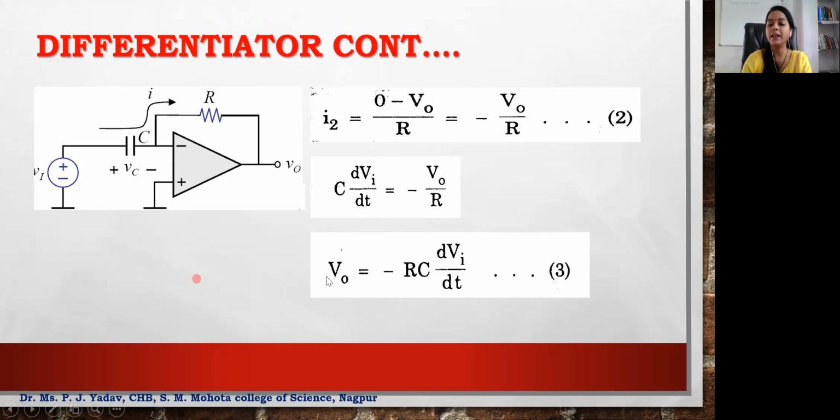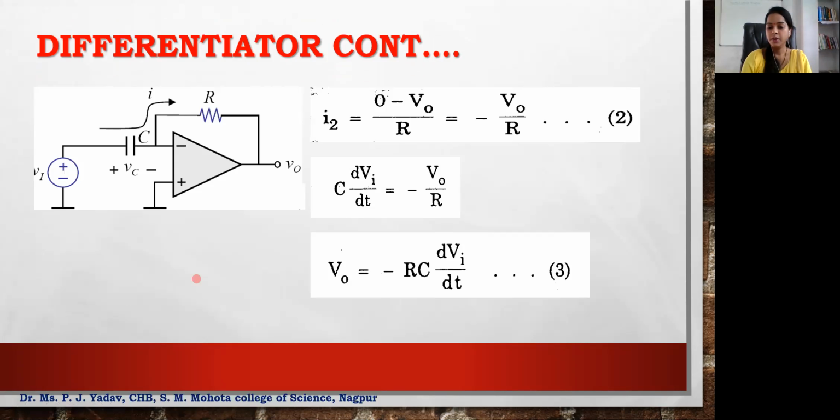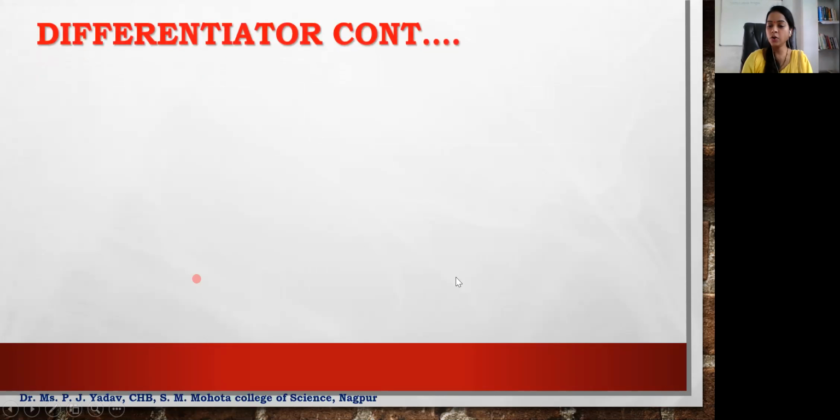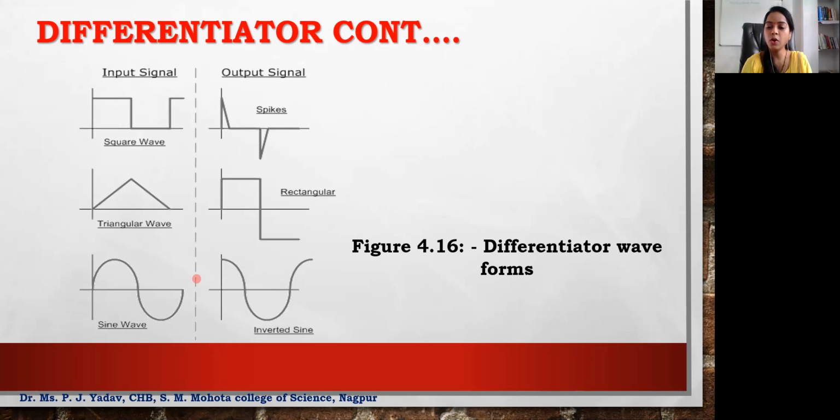So we can calculate Vout or output voltage from the above equation, and we have written Vout is equal to minus of RC dVi by dt. Okay, this is the final equation for an op-amp as a differentiator. Now we will have a waveform look. This is how the waveforms will look like at the input and output terminal of a differentiator. You can also give a DC voltage to the differentiator.